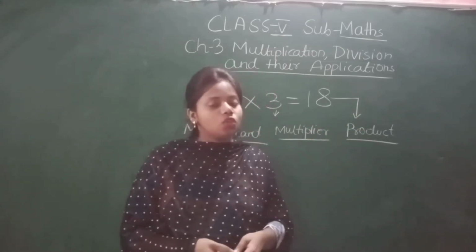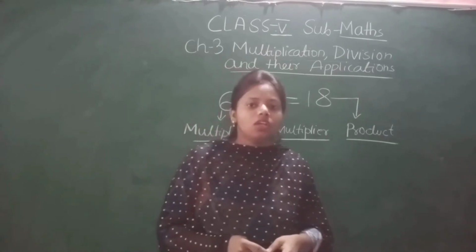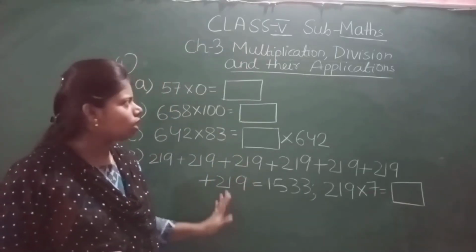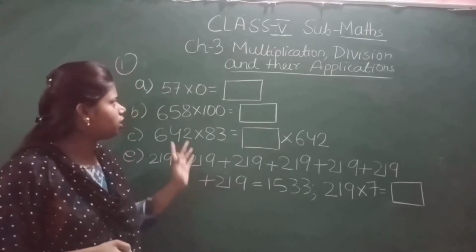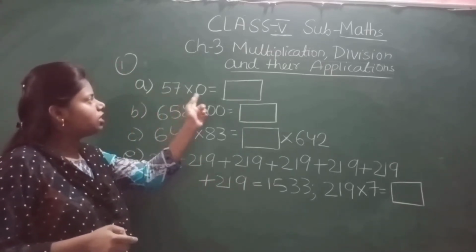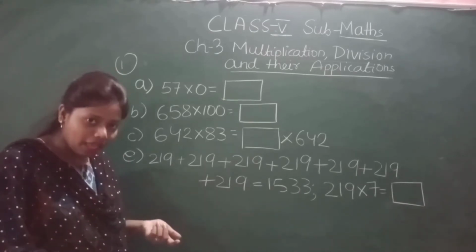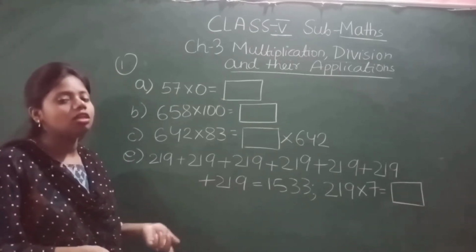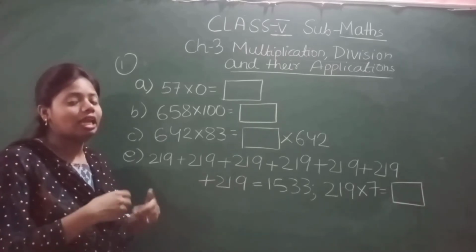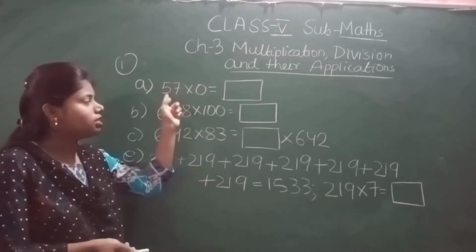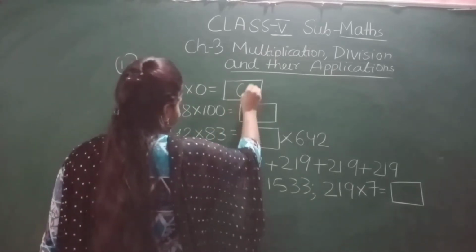So now let's do question number 1. Fill in the boxes. We have to fill these boxes. Now let's start. 57 into 0. We already know that any number multiplied by 0, the answer is 0. Whatever the number, when it is multiplied by 0, the answer will be 0. So 57 into 0 is 0.